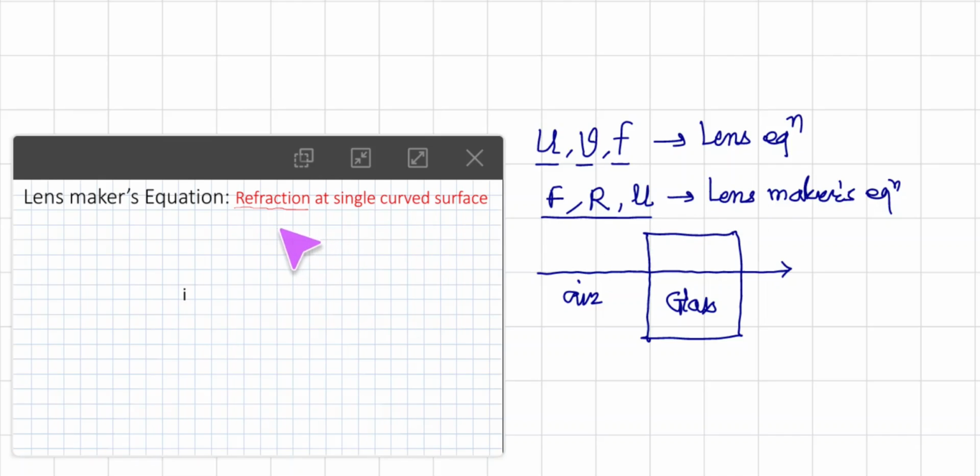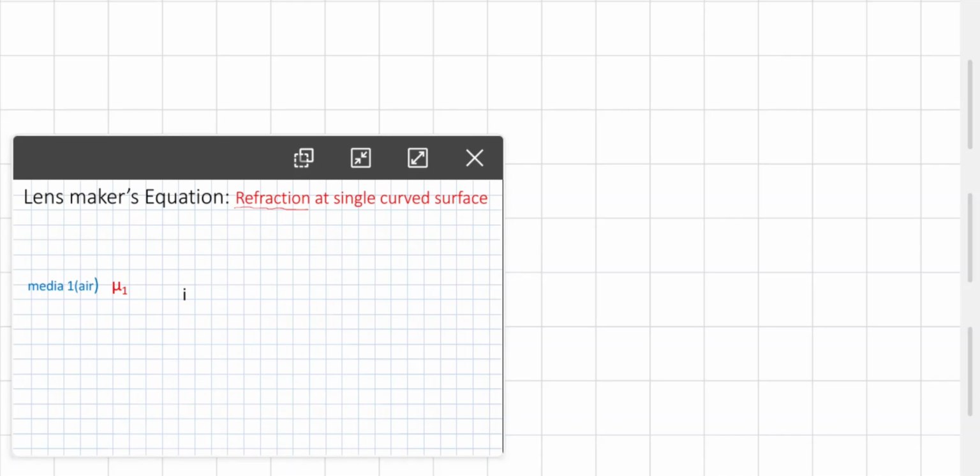Now we are going to see the refraction at a single curved surface. Let us consider this is the ray and we are putting the lens here, so the ray gets incident on the first surface of the lens, and this is the second surface. We are going to consider refraction at a single surface only, not the second surface. So look carefully. Let us consider that this is one medium, air, which has refractive index mu1.